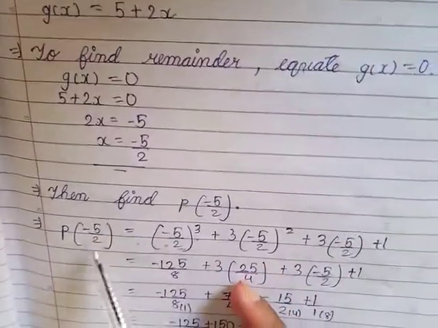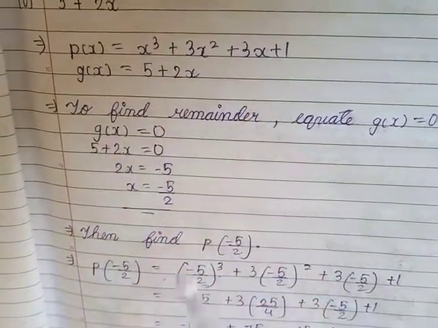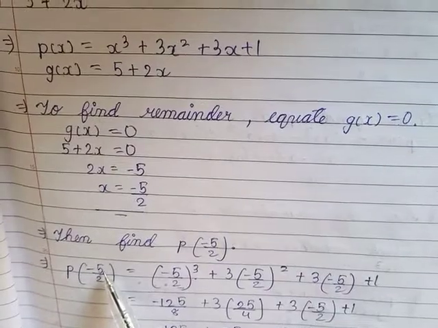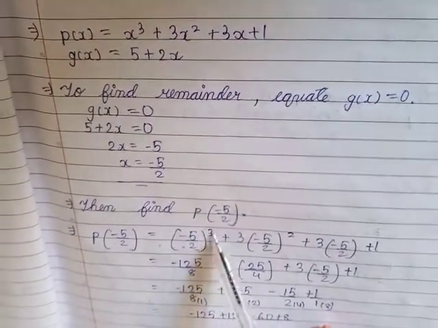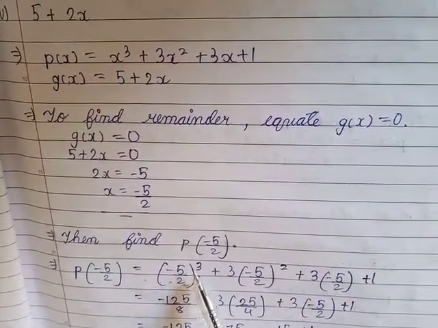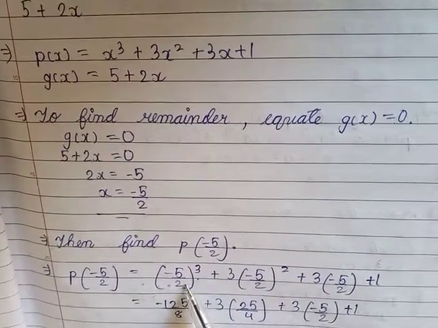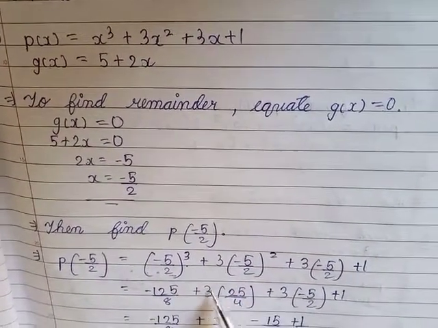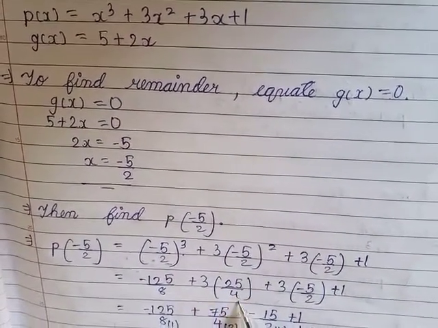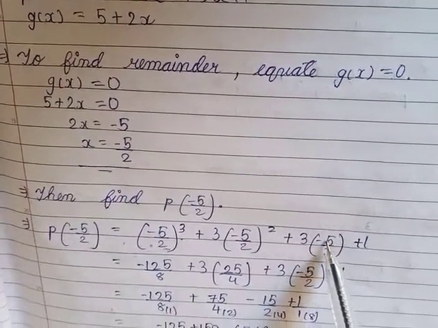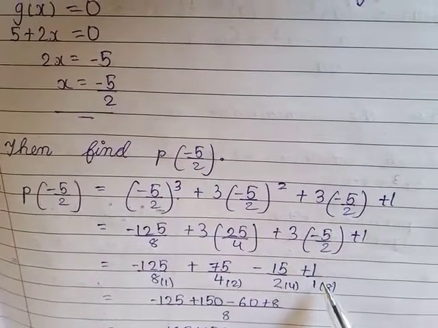Now substitute this value as x in p of x. So p of minus 5 by 2. If you open the bracket, minus is an odd power, so it is minus 5 into 5 into 5. 5 5s are 25, 25 5s are 125. 2 into 2 into 2 is 8. The square of it is 25 by 4. 3 into 25 by 4. It is minus 5 into 3, so minus 15 by 2, plus 1.